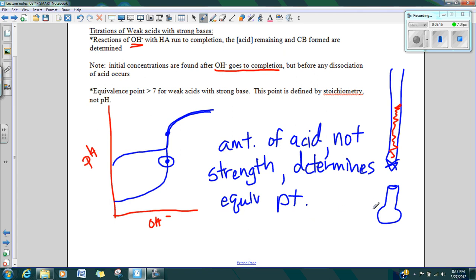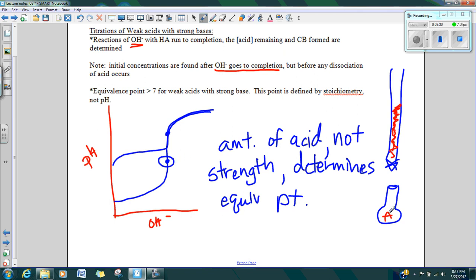So that would mean that I have an acid down here in my sample, and I am titrating here with a base, and I have some sort of indicator in here, probably phenolphthalein, that's going to tell me when I'm at my endpoint, meaning this equivalence point.